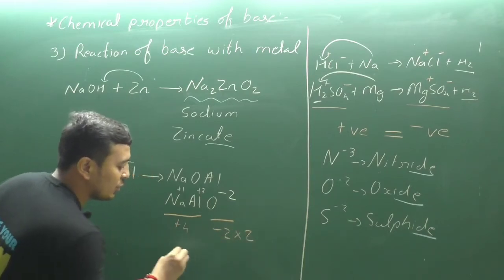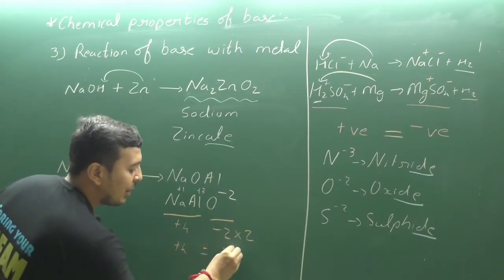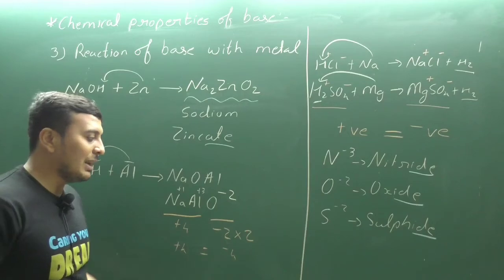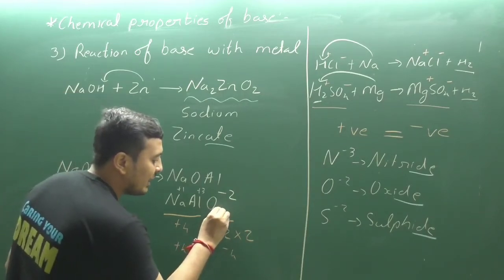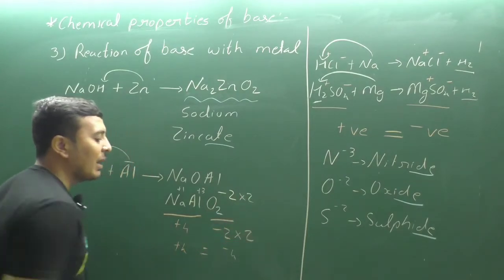Multiply minus 2 with 2. So it will be plus 4 equal to minus 4. So now the charges are balanced. So what to do? Multiply 2, so we have to take 2 oxygen. So I am writing here 2. So 2 into 2, there will be minus 4 charge.